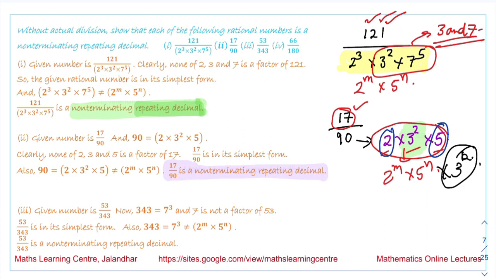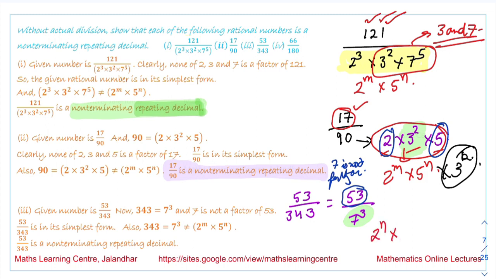Next, the given number is 53 by 343, and 343 you can write as 7 raised to the power 3, so it is 53 over 7 cubed. Now again we can see that 7 is not a factor of 53, so this number is in the simplest form. Now look at the denominator. It is not of the form 2 raised to the power m into 5 raised to the power n. So this number will have a non-terminating repeating decimal representation.